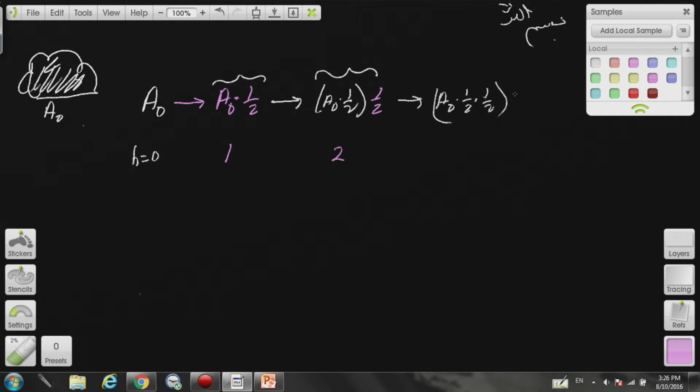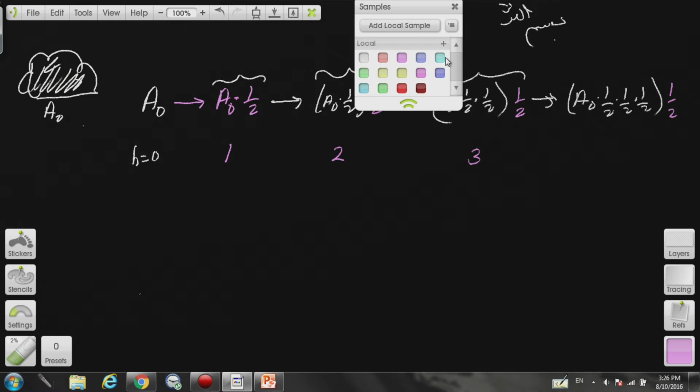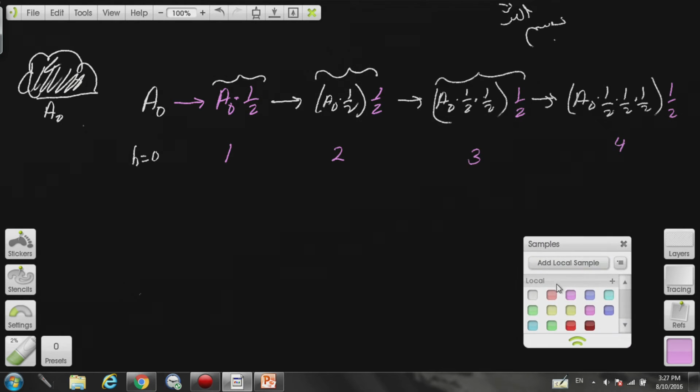And there would be, this is how much will remain after the third half-life. And just one more time, after the fourth half-life, it would be half of that much remaining. Right? That makes sense. That's pretty reasonably clear. So this is after 4 half-lives.